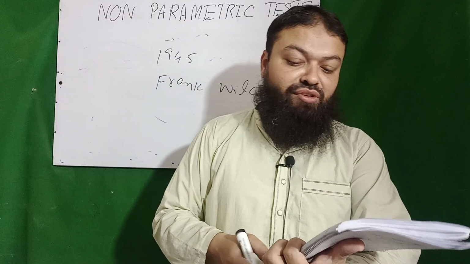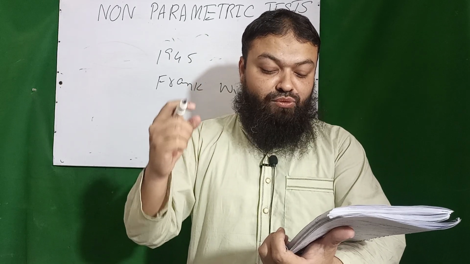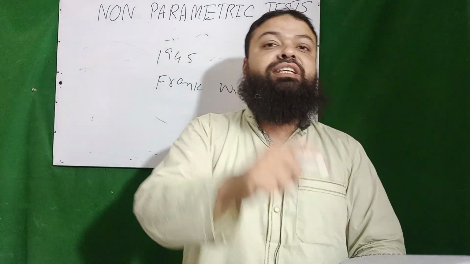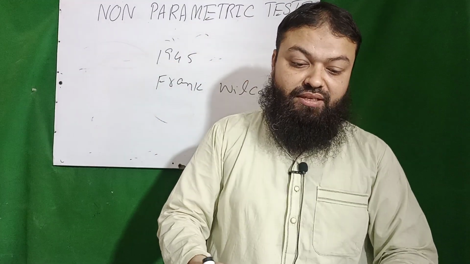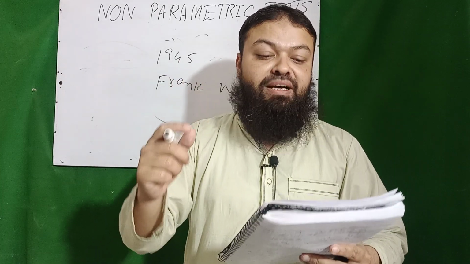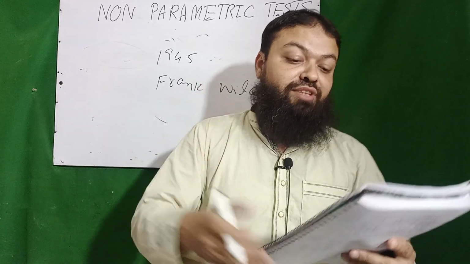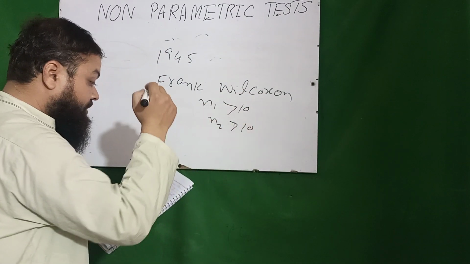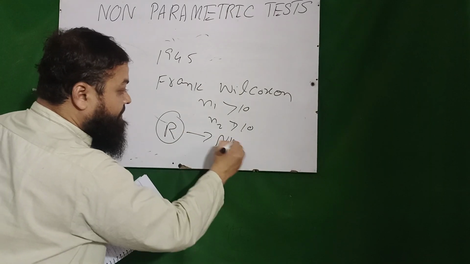Next question is, Wilcoxon rank sum test and Mann-Whitney U test are non-parametric alternatives to the two sample T test for independent samples. Both are used as the alternative to the T test for two independent samples. Next question is, the Wilcoxon rank sum test statistic, which is R, is approximated by the normal distribution when both n1 and n2 exceed 10. When n1 is greater than 10 and n2 is greater than 10, the test statistic R approaches the normal distribution.